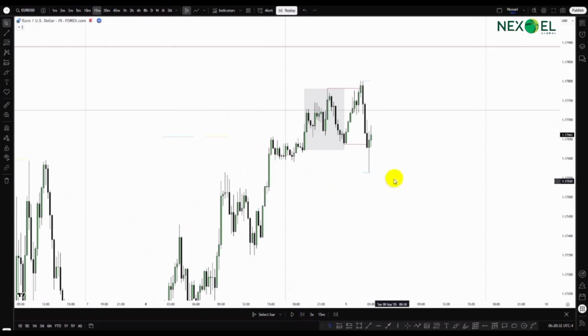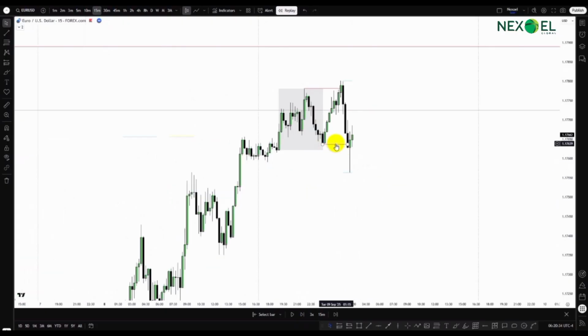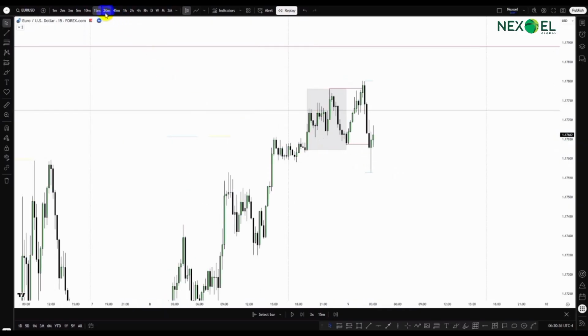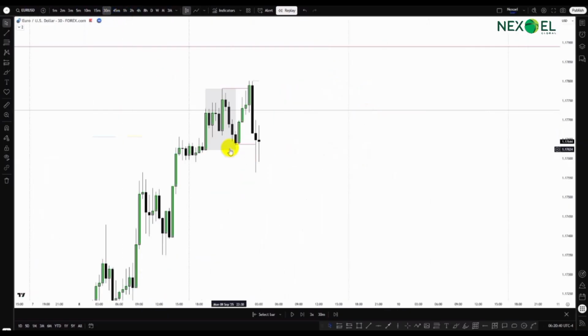All right, so we can see that now we have a market structure shift. So let's check the 30-minute time frame. In the 30-minute time frame, we can see that price just swept this low point. But what we must understand is that price has mitigated the daily rejection block. So we have the high probability to expect bearish continuation to the downside.